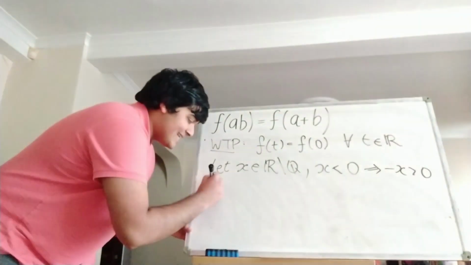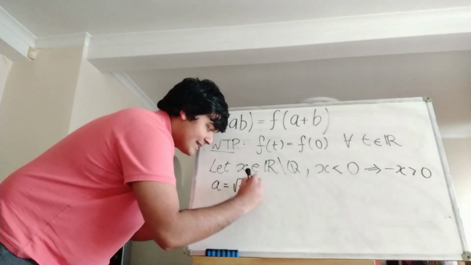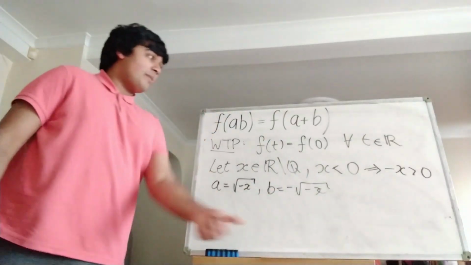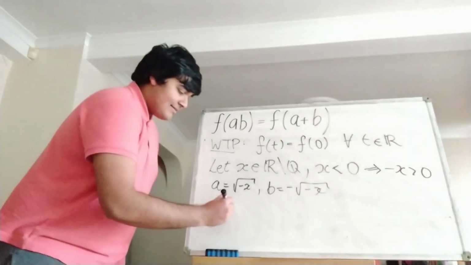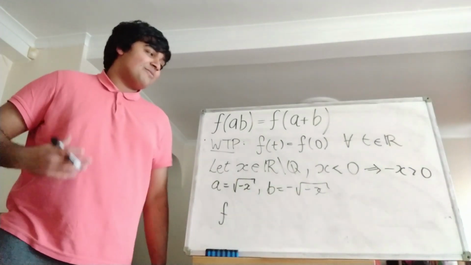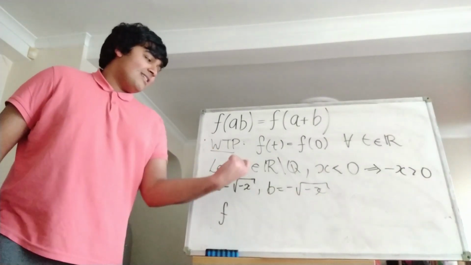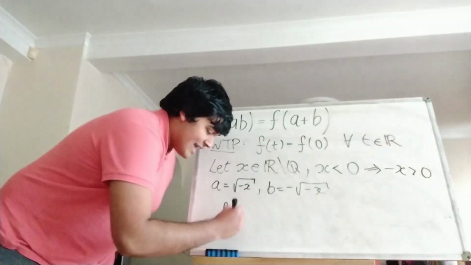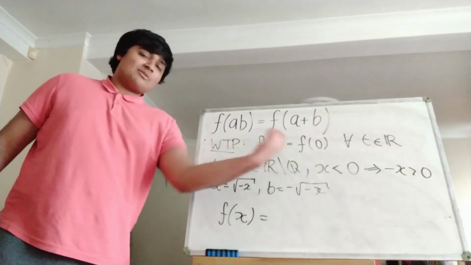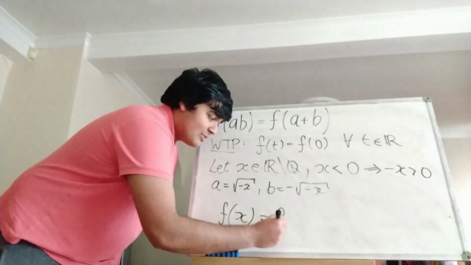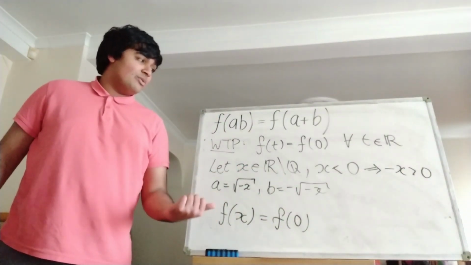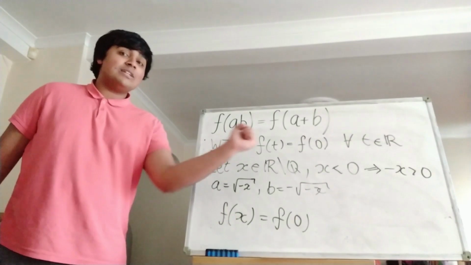So what I want to do is set a equal to the square root of minus x and b equal to minus the square root of minus x. When we plug those two back in, on the left hand side we get f of ab, so f of the square root of minus x times minus the square root of minus x, which is minus x, so that's f of x. And that equals f of the square root of minus x minus the square root of minus x, which is just 0, so equals f of 0. And we're done. So we've shown that for irrational x negative, f of x equals f of 0.